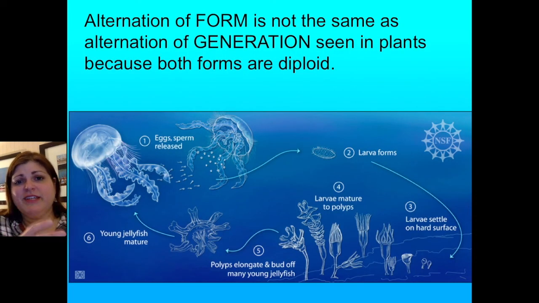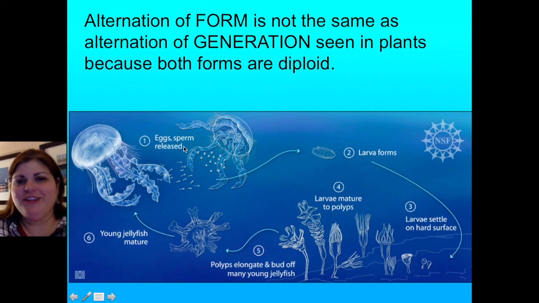As I mentioned, sexual reproduction involves an alternation of form. Keep in mind that that's very different than alternation of generation, which we find in plants and fungi. In this case, the only time that the organism is haploid is in the gametes, in the sperm and egg right here. The rest of this, after fertilization occurs, is diploid. So it's not at all the same as alternation of generation.